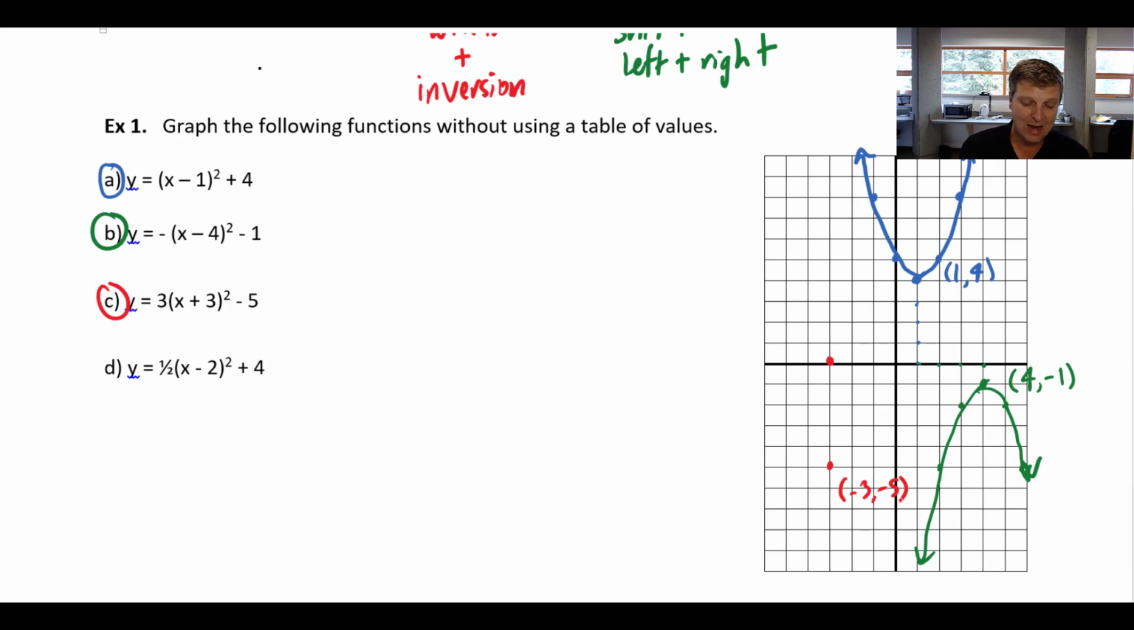And my a value is positive, so I'm facing upwards, but it has a value of 3. So instead of the normal pattern of over 1, up 1, over 2, up 4, I have to multiply that by a factor of 3. So I'm going to go over 1, but I'm going to go up 3. 1, 2, 3. And I'm going to go over 2 and up 12. 1, 2, 3, 4, 5, 6, 7, 8, 9, 10, 11, 12.